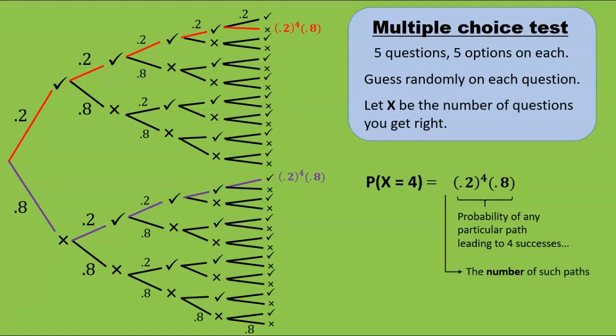How many such paths are there? Well, any path with 4 successes has 1 failure. That failure could occur on the first question, as in the purple path, or on the 5th question, as in the red path, or on one of the other 3 questions, which would give us 3 more paths leading to the outcome we're interested in. Hence, there are 5 paths leading to 4 successes. Thus, we have that the probability that x is 4 is 0.0064.